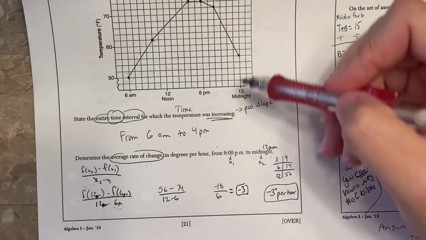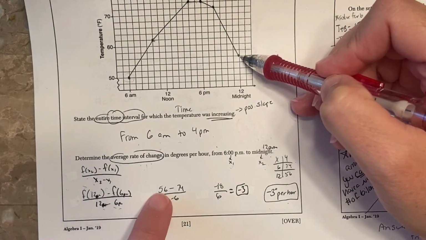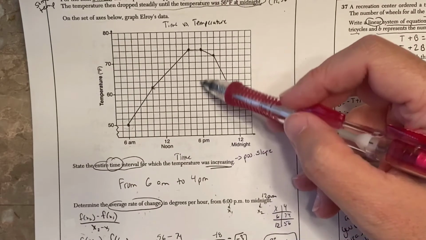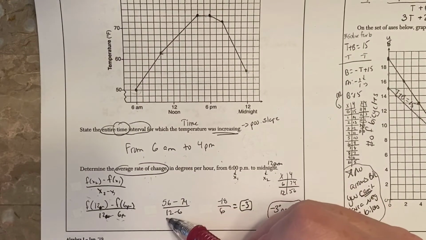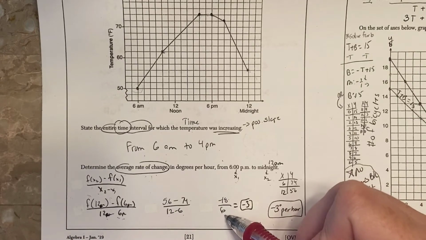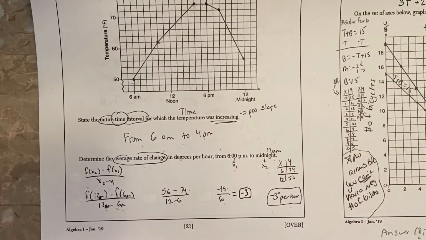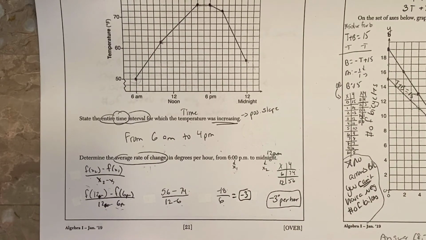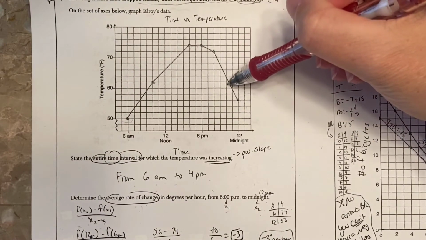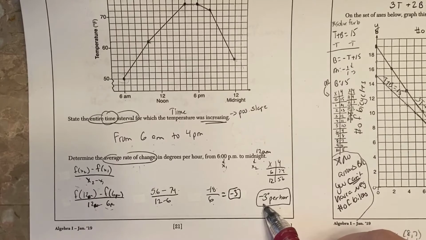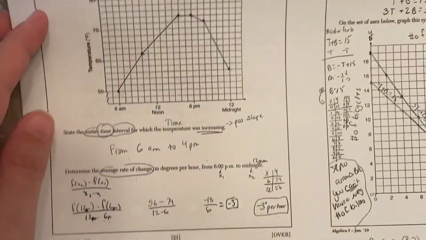Okay, so at 12, we know it was 56. That's where that came from. And at 6, we know it was, what was 6? 74. So 56 minus 74 over 12 minus 6, negative 18 over 6, and negative 3. So it dropped at negative 3 degrees per hour from 6 to 12, which makes sense. You just notice the numbers are decreasing, so it makes sense that that is negative. Whew, that was a tough one.